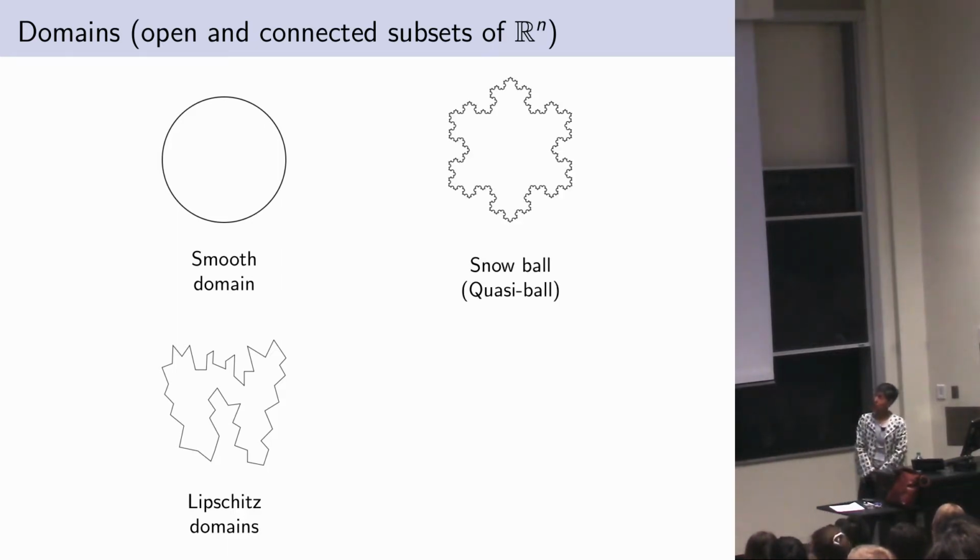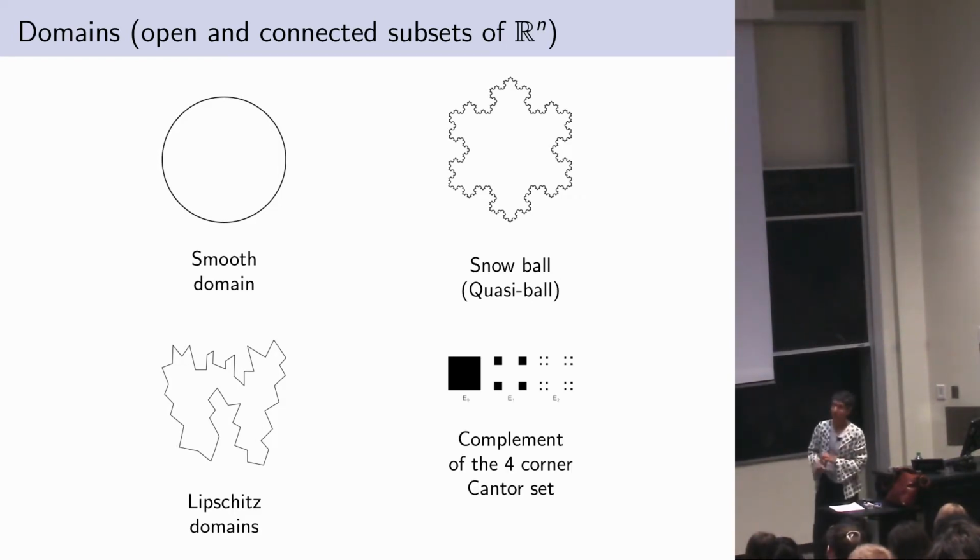I'm going to look at a snowball. So this is a quasi-ball. For those of you who know the definition, this is the quasi-conformal image of a ball by a global quasi-conformal transformation. But if you have never seen the definition, I guess that you have seen something like this. What is this? This is a fractal that you produce by iteration. Okay? And then there's this one.